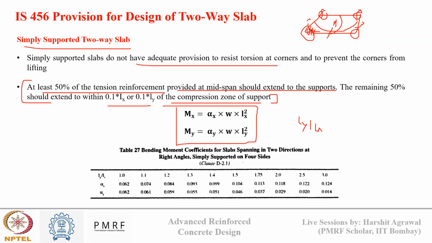Okay, so here ly is the longer length and lx is the shorter length. The ratio of longer length to shorter span determines the value of alpha x and alpha y. So knowing the value of ly by lx, using Table 27 of IS 456, we can get the value of alpha x and alpha y. Once we know the value of alpha x and alpha y, we have moments along both the directions, so we can do the reinforcement detailing following the same steps that we saw in one-way slab design.